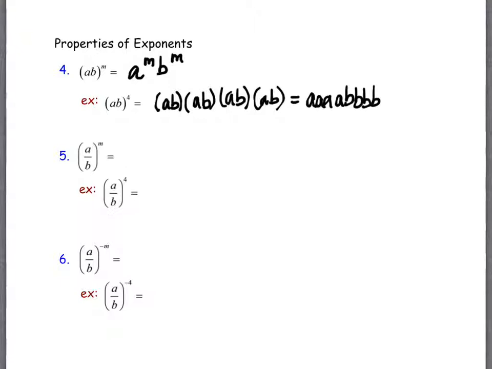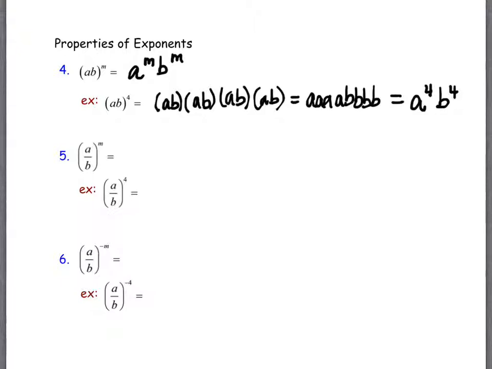When I rearrange them, I can count them up and I've got, in fact, 4 A's and they're all together, so that's a to the 4th. Same thing with my B's. So this is a to the 4th, b to the 4th. You can't switch things around like that when you've got addition that's being multiplied. That's why there's not an addition property like this.